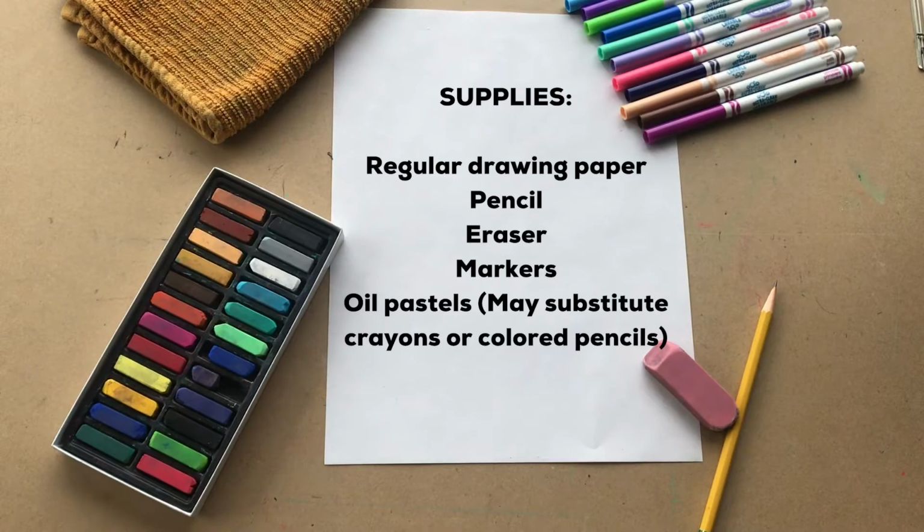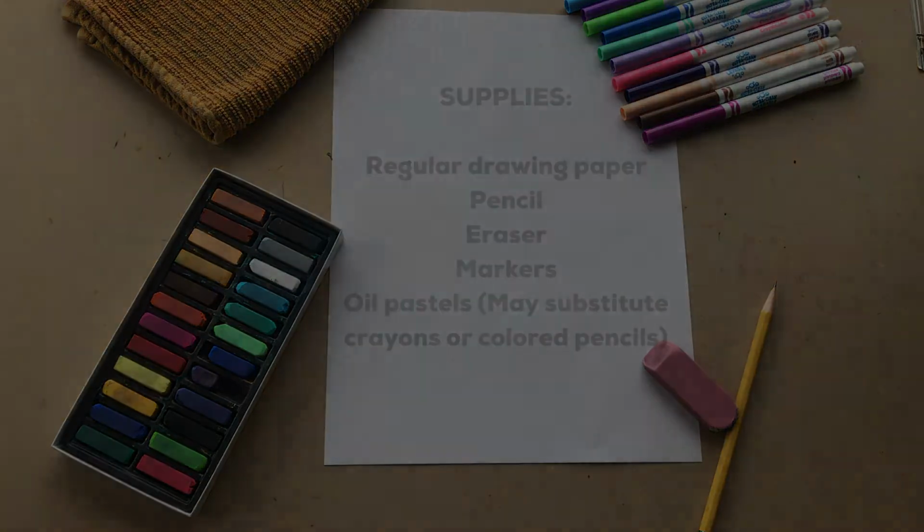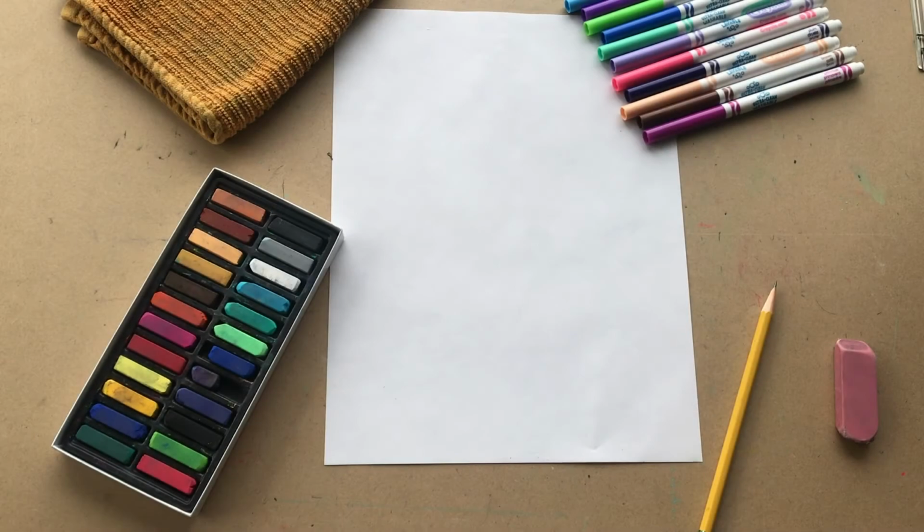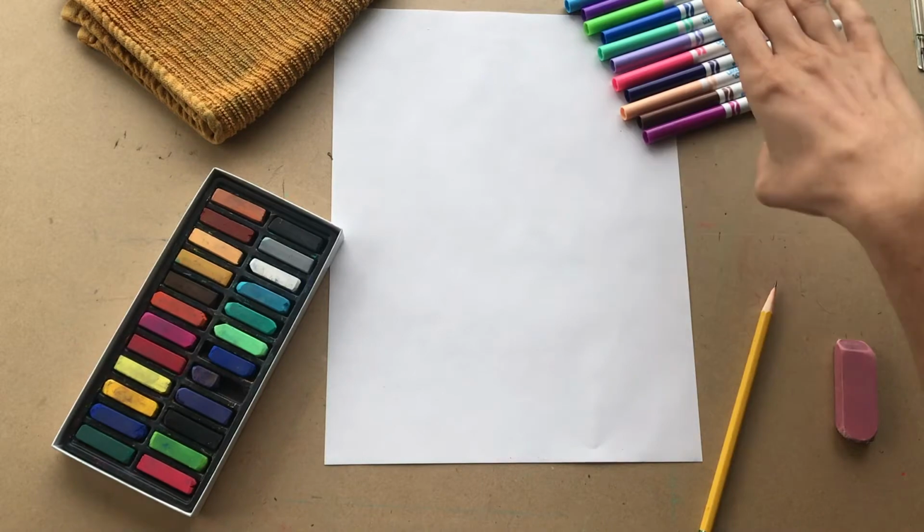For this art project, you'll need a regular piece of drawing paper, a pencil, an eraser, markers, and oil pastels, but you can substitute crayons or colored pencils. Pause this video and make sure you have your supplies. Okay, let's get started by using our pencil and eraser.